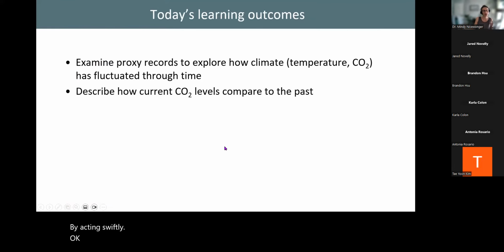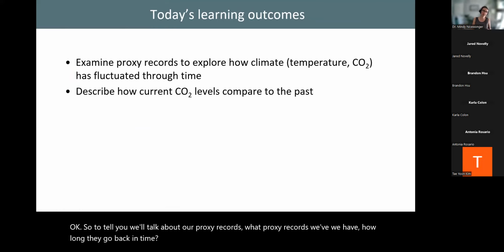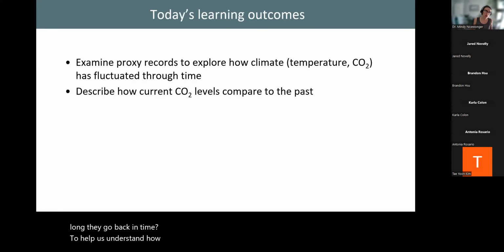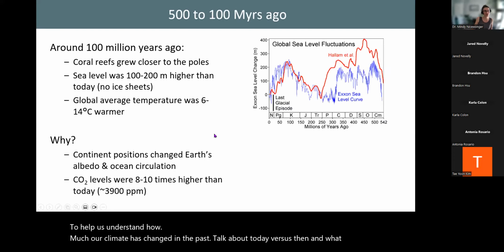Okay, so we'll talk about our proxy records, what proxy records we have, how long they go back in time, to help us understand how much our climate has changed in the past. We'll talk about today versus then and what that could mean for the future.